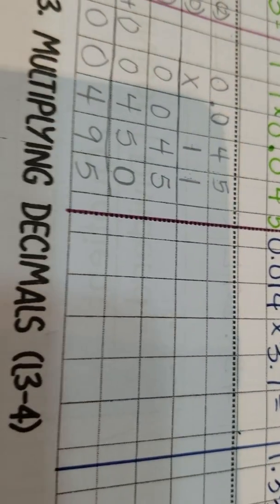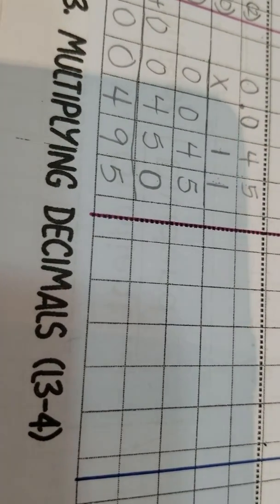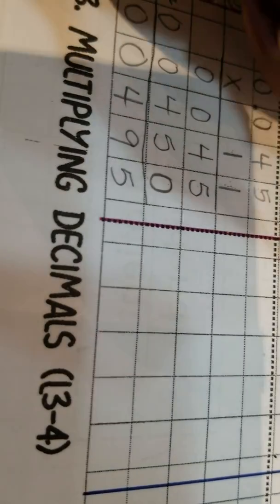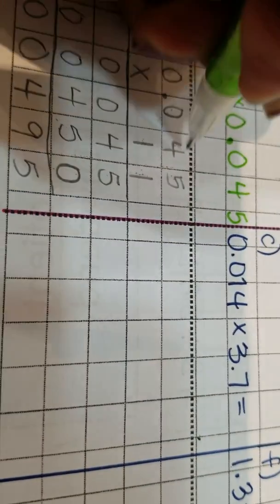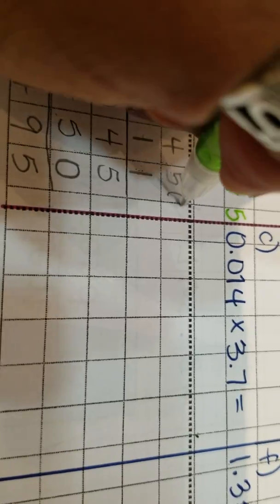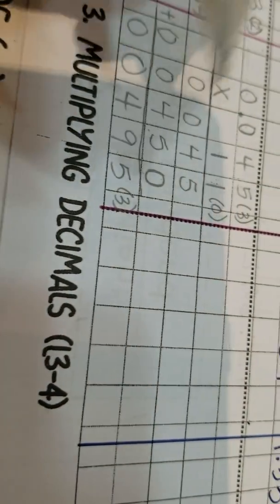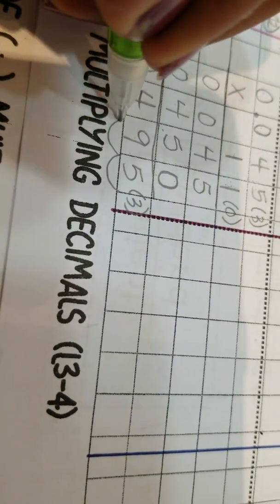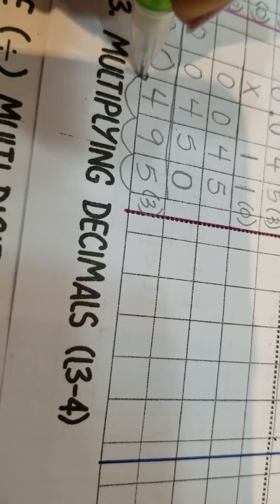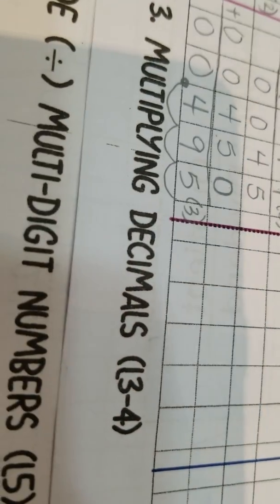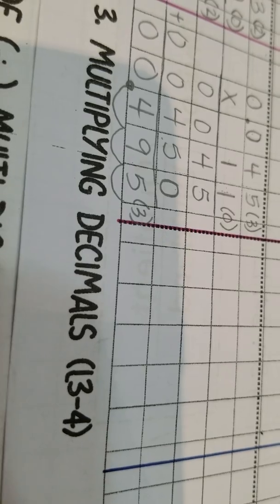We need to figure out how many digits after the decimal point in our answer. So there's 1, 2, 3 in this number. There are none in 11, so our answer needs 3 numbers after the decimal point. So that is 1, 2, 3. And this is where our decimal point goes. So 0.495.